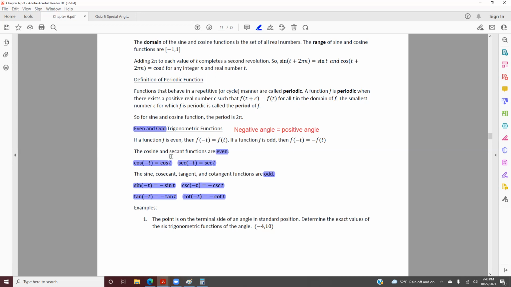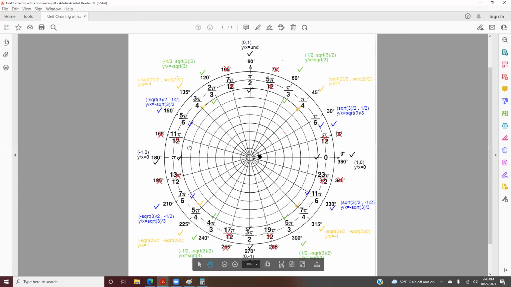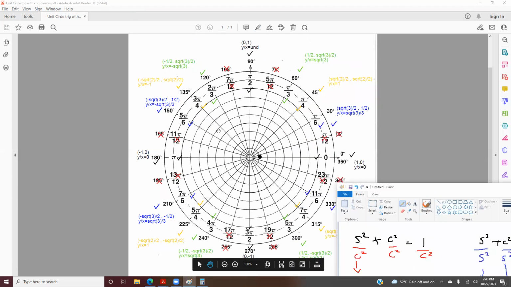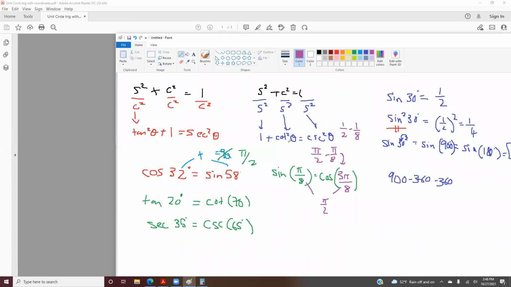Now, this is very important, especially when we do negative angles. As you know, when you look at your unit circle, it is all measured in positive angles, right? So what happens if I want you to find a negative angle? One way you can do it is clockwise. Or another way is to use the even-odd functions. For example, what is sine of negative 3 pi over, let's say, 4?